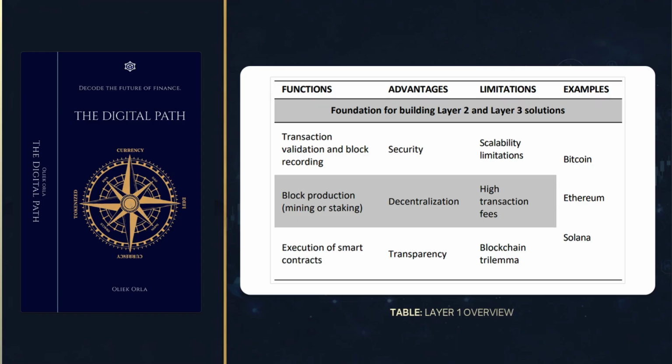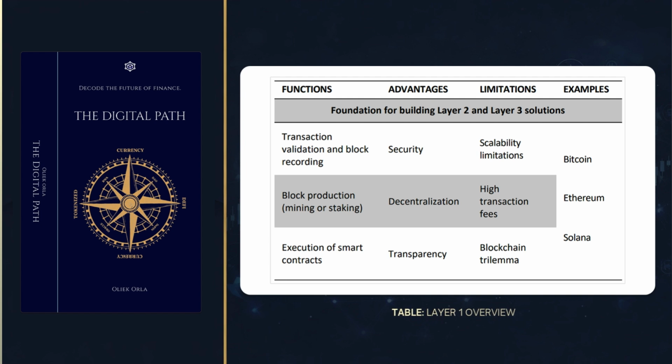At the same time, it is important to distinguish between the base infrastructure and the applications built on top of it. For example, Uniswap operates within the Ethereum ecosystem, but it belongs to a higher layer as a DeFi application rather than the base network itself.